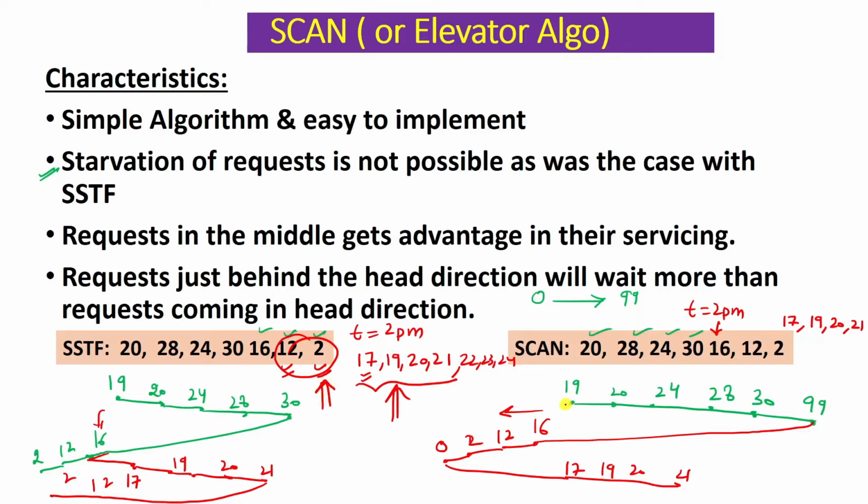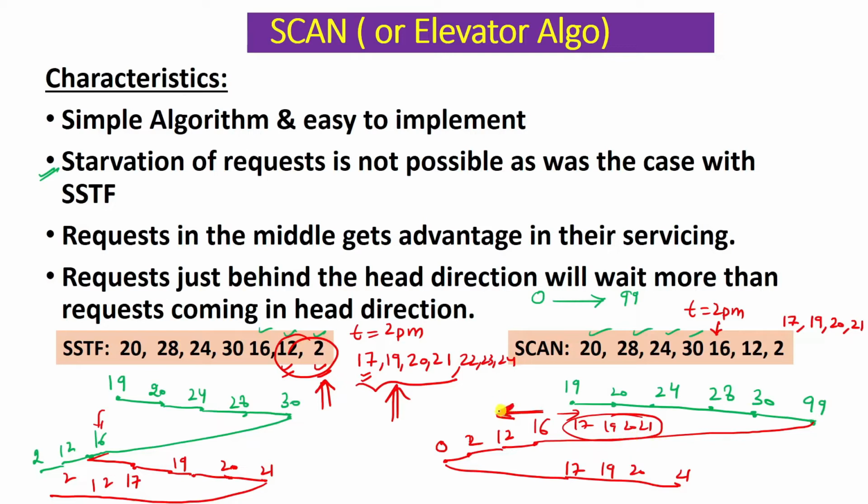But in SCAN, this type of problem will not be there. Why? Because at 16 these requests came, but the read write head will not change direction for 17, 19, 20, 21, as these requests are in the other direction. Although these requests came, the read write head will say, I am moving in this direction and I will continue to follow this direction only. You came late, it is your fault. SCAN algorithm works in this way.